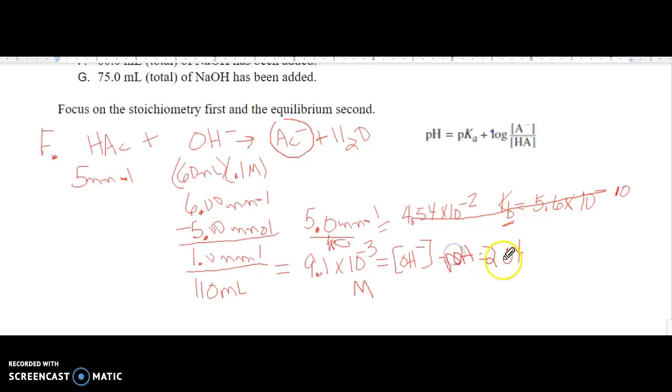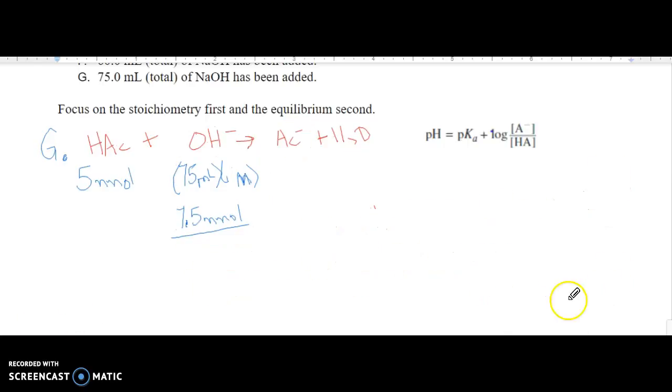Okay, I didn't write that right. So this is pOH. So 14 minus the 2.04 is going to give me a pH equal to 11.96. Okay. All right, we're going to move on to letter G.